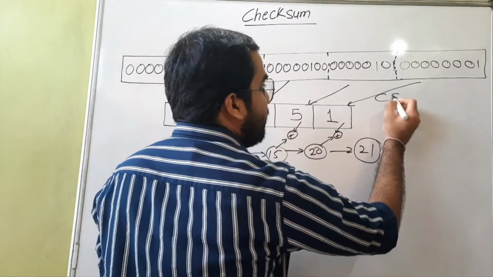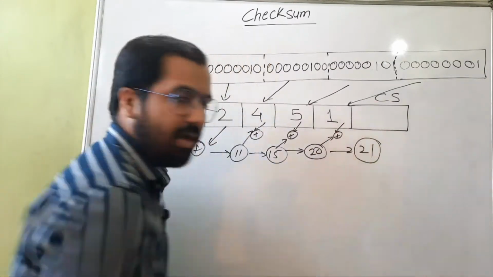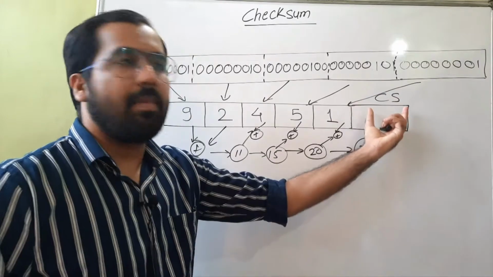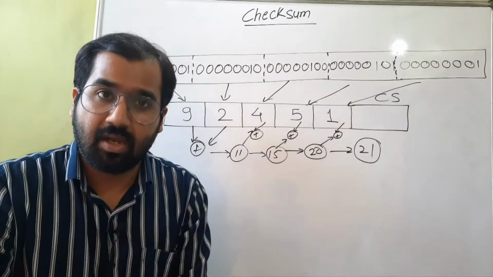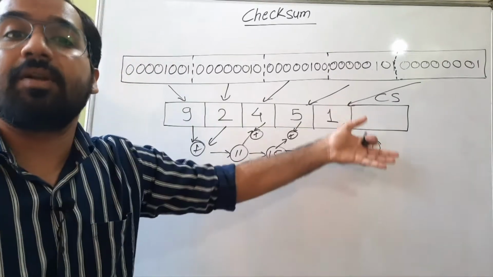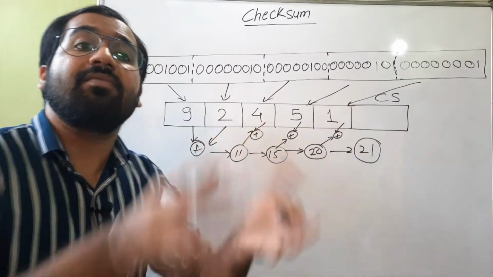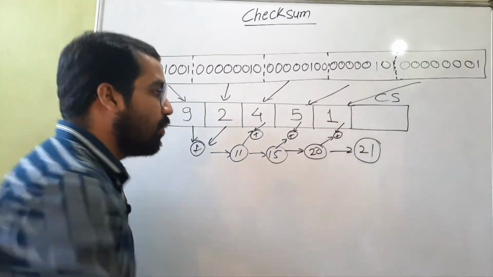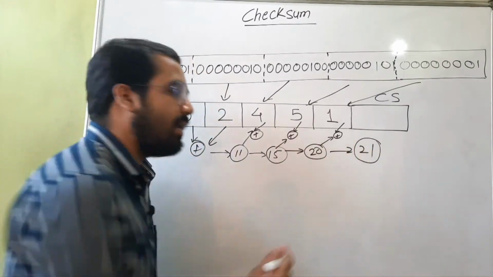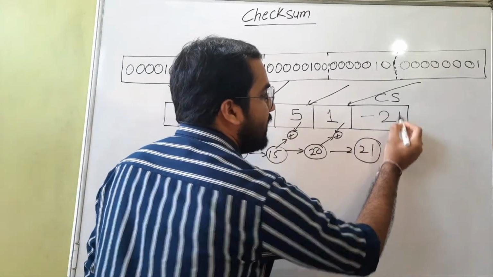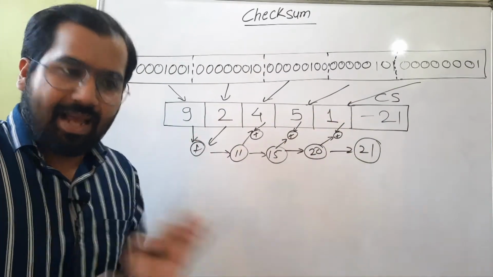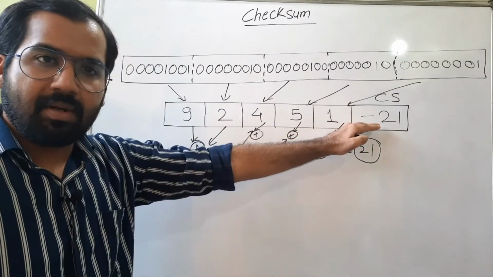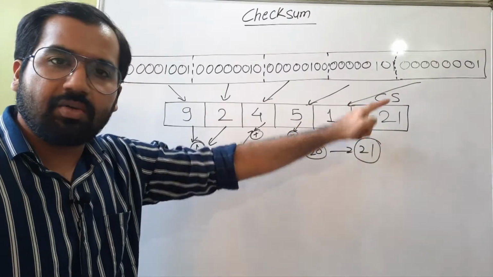Now, what happens next? Here is a checksum field, and you put whatever sum you got into the checksum field. But there is a twist. You have to consider the ones complement of the sum that you have generated. So what is the ones complement? Simply take the negative value, so you put here minus 21. Now it is ready. The sender side has done its work. The checksum number is generated and you have put it into the checksum field.